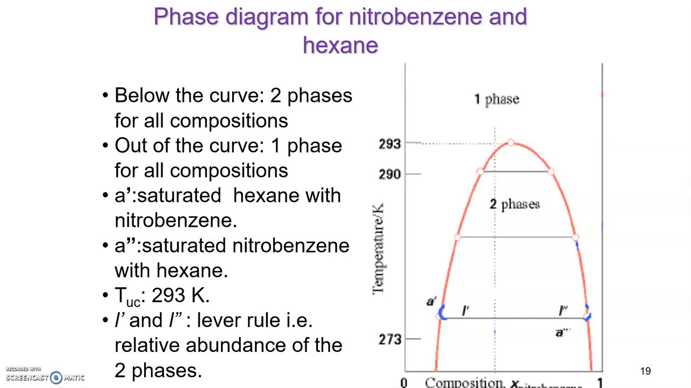Suppose we add a small amount of nitrobenzene to hexane at temperature T prime. The nitrobenzene dissolves completely. However, as more nitrobenzene is added, a stage comes when no more nitrobenzene will dissolve. So this sample will consist of two phases in equilibrium with each other: the more abundant one consisting of hexane saturated with nitrobenzene, and the less abundant one, a trace of nitrobenzene saturated with hexane.